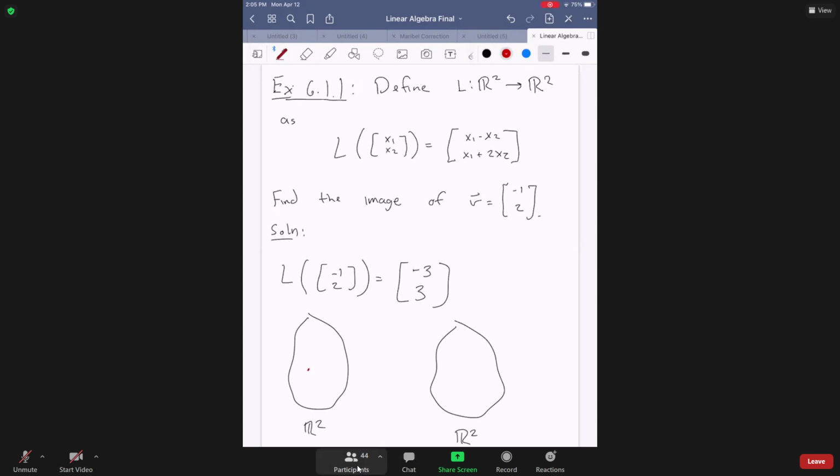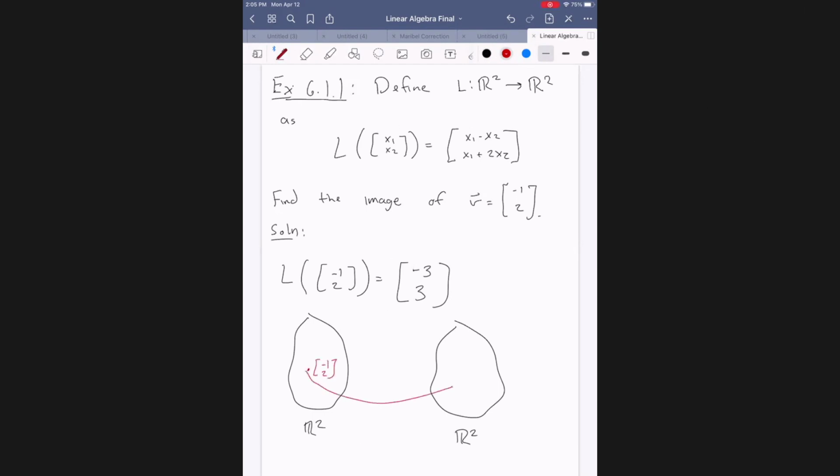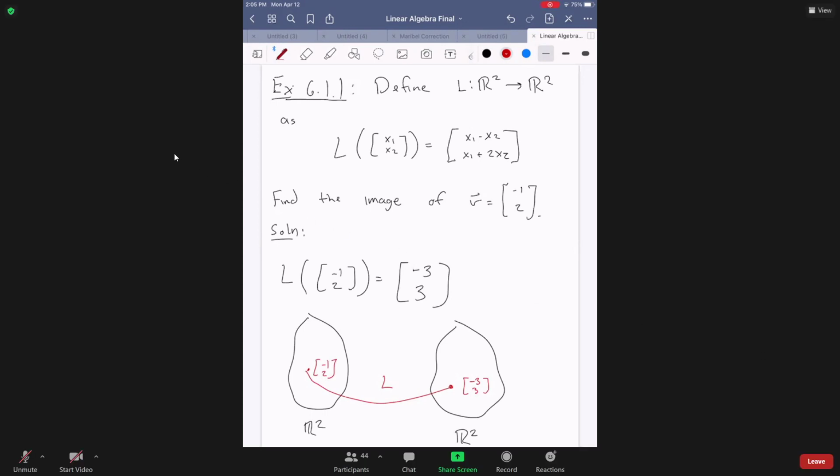So what happened to this vector, -1, 2, is that it went over here, -3, 3, under L. Okay, so that's what happened. L mapped -1, 2 to -3, 3. Perfect. So now we have somewhat of a picture idea of what's happening.